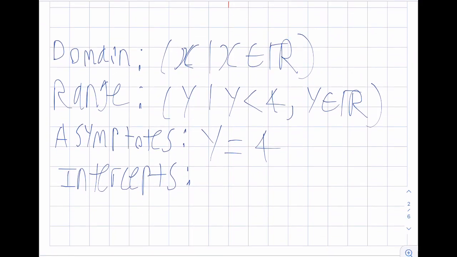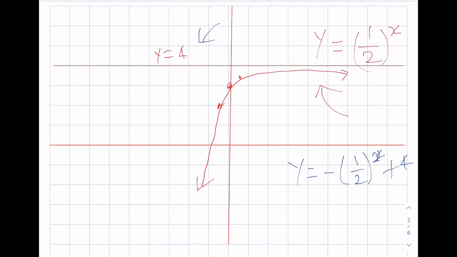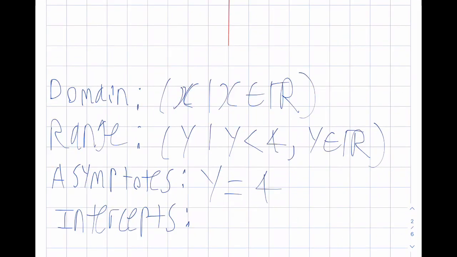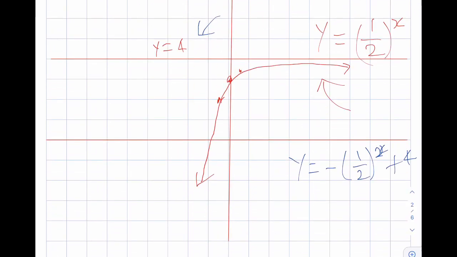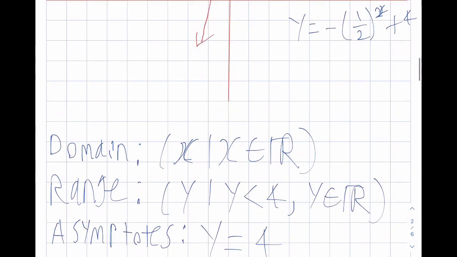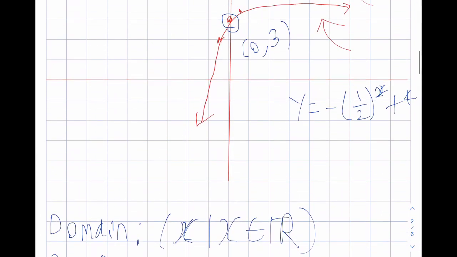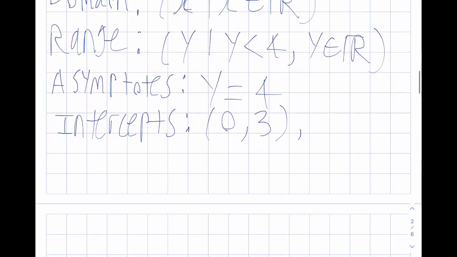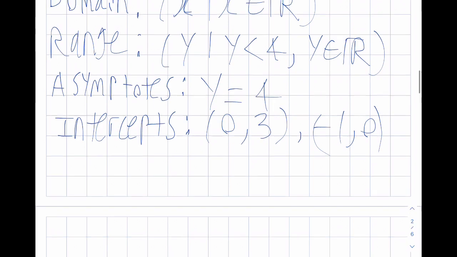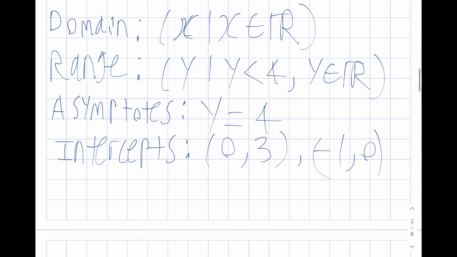And our intercepts, let's analyze the graph to find out what the intercepts are. Alright guys, so looking at the graph, our y-intercept will be (0, 3), and our x-intercept will be this guy right here. Oh, it is supposed to be at (-1, 0). So yes, it will be (-1, 0), and we can get these from the graph, but in the next video we will figure out how to get these by actually solving the exponential equations.